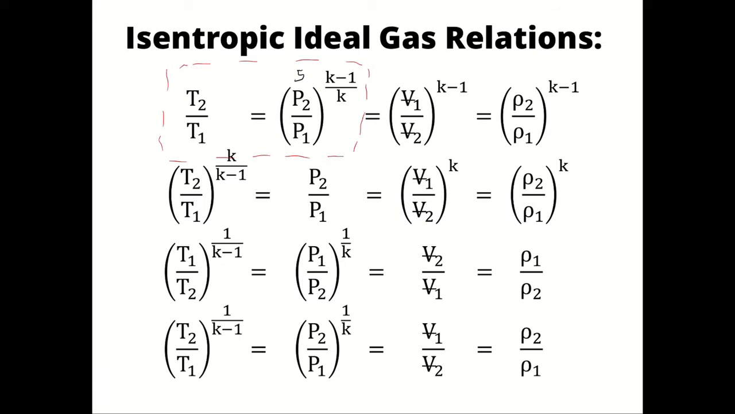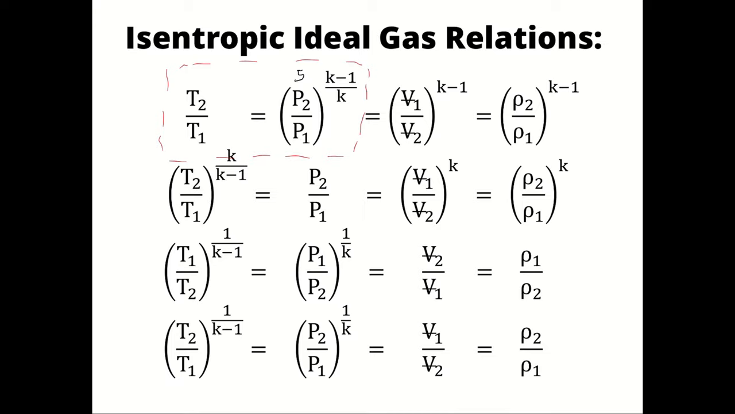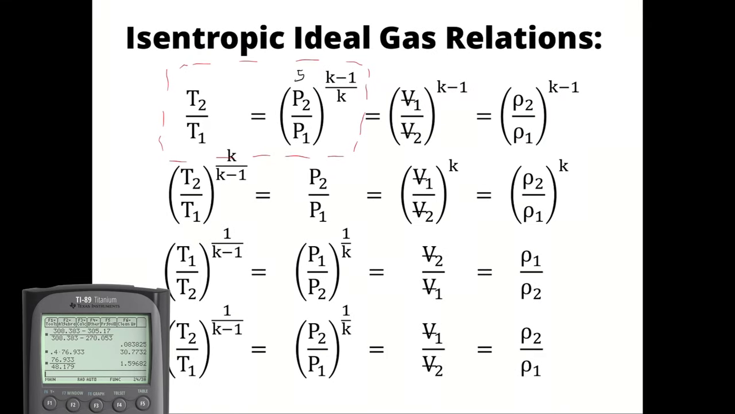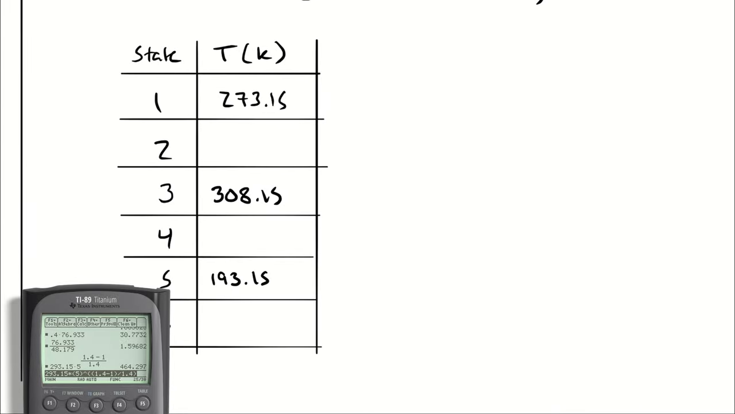And if we knew K, we could determine T2. K comes from the same table as our CP value. We're going to use the K value of air at 300, which is going to be 1.4. Therefore, T2 is going to equal T1 multiplied by 5 raised to the 0.4 divided by 1.4 power. And T1 was 293.15. So 293.15 multiplied by 5 raised to the power of our K value, which is 1.4, minus 1 divided by our K value, which is 1.4. We get a temperature at state 2 of 464.297. I'll write that a little bit more explicitly here.